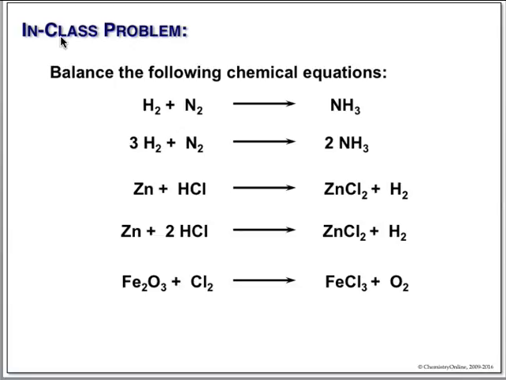Now look at the iron. We have 2 times 2, 4 irons on this side, don't we? Only 1 on this side. So we're going to have to stick a 4 in here, aren't we?